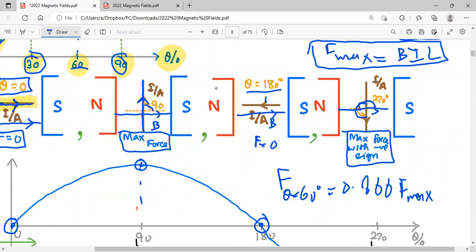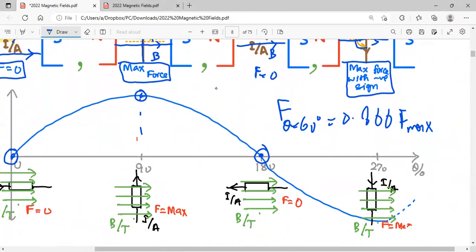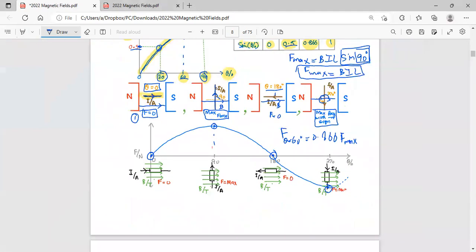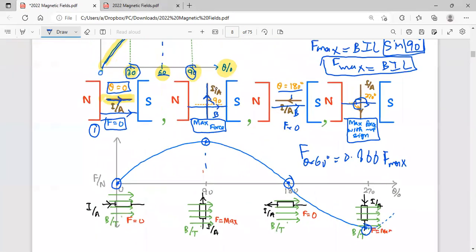But this time the direction of force will change because you have changed the direction of the current. So then your force is maximum but in the negative direction. So that's how we can plot the graph, which is in the form of a sine wave, between force and theta if you are rotating a wire from 0 to 360 degrees inside a uniform magnetic field. Okay, let's move forward.